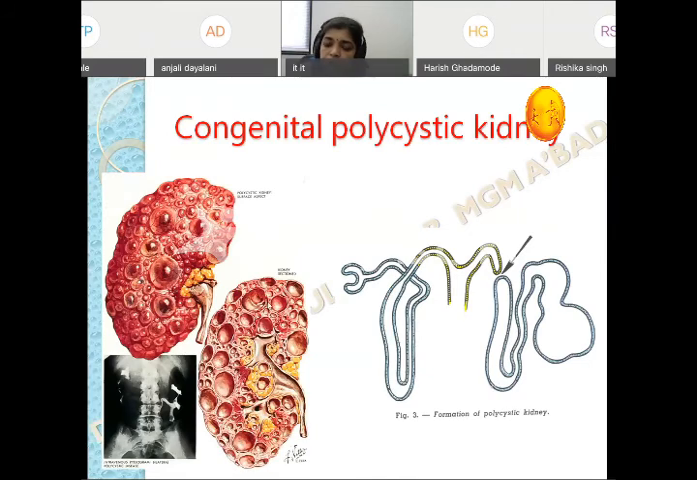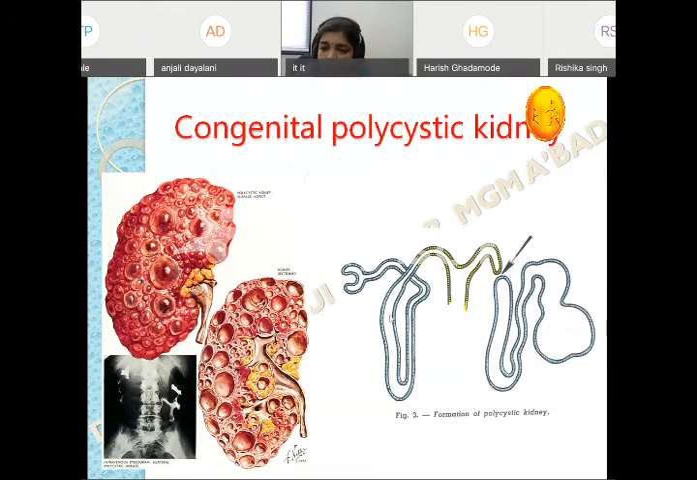This is a very important and very common condition, congenital polycystic kidney. It is also called PKD, that is polycystic kidney disease. Here you can see the kidney is studded with multiple cysts. These cysts are filled with urine. The reason, this figure is showing the cause.